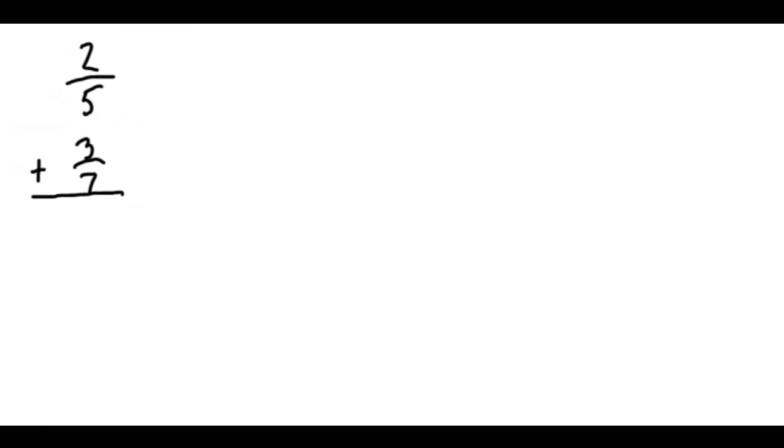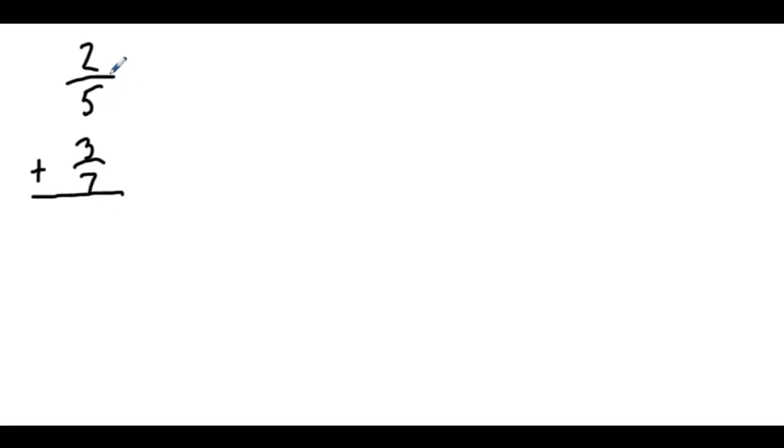Now I'm ready to move to the next operation, which is to find a common denominator because my denominators are not the same. 7 and 5 are not the same, so I need to make them the same by writing an equivalent fraction. Think, 5 and 7 are both prime numbers, which means that the only way to find the least common denominator is to multiply them against each other. So that's what I'm going to do.